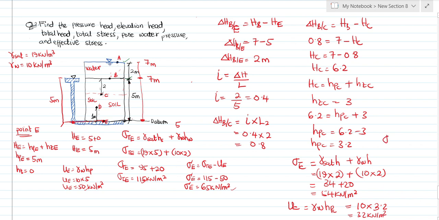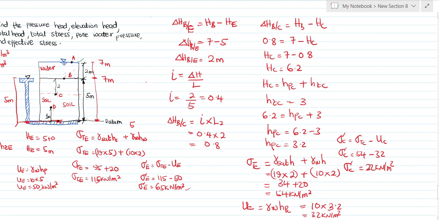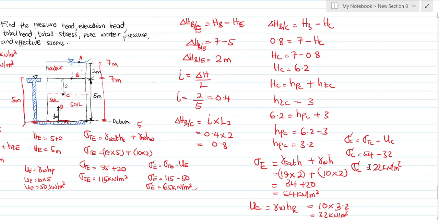Now let's find the effective stress at C. Total minus pore water pressure. Total is 54, pore water pressure 32. The effective stress would be what? 54 minus what? 32. And that would be what? 22 kilonewton per meter squared. So we are going to get 22 kilonewton per meter squared. That is for point C.